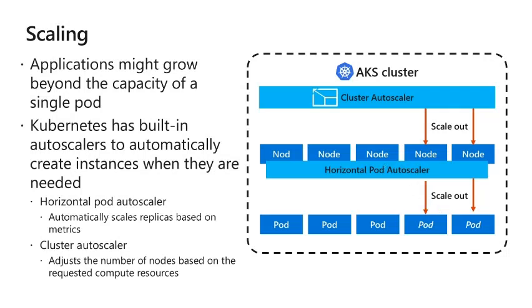Then there is cluster autoscaler. To respond to changing pod demands, Kubernetes has cluster autoscaler that adjusts the number of nodes based on the requested compute resource in the node pool. By default, the cluster autoscaler checks the API every 10 seconds for any required changes in the node count. If cluster autoscaler determines that a change is required, the number of nodes in your AKS cluster is increased or decreased accordingly. So everything is automatically managed. Horizontal pod autoscaler checks every 30 seconds, and cluster autoscaler checks every 10 seconds.